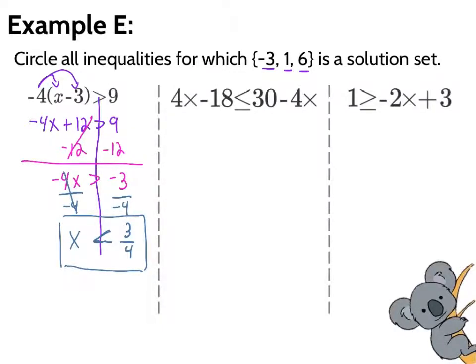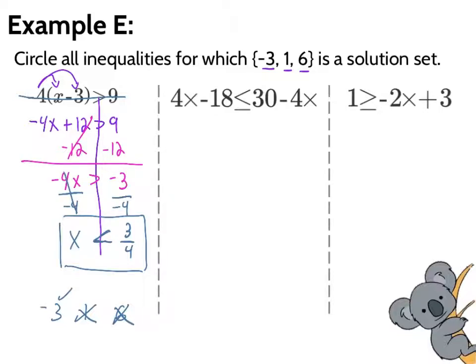So we have to check if each one of our numbers is less than 3/4. So is -3 less than 3/4? Yep, that works. Is 1 less than 3/4? No, that doesn't work. Is 6 less than 3/4? No, that doesn't work. So this first one is not a solution.